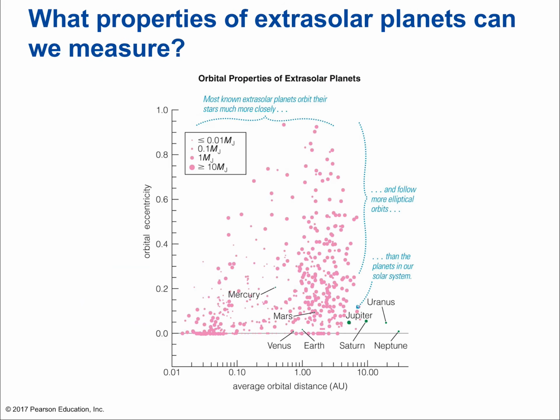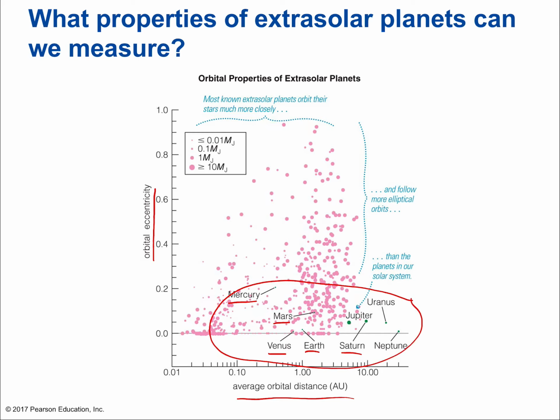All right. So here's a cool graph showing some data that's been collected about extrasolar planets, and in comparison we have well-known planets in our own solar system. So let's take a look here. On the vertical axis we have orbital eccentricity, and on the horizontal axis we have average orbital distance. So right away we can see that in our solar system all of the planets have fairly low orbital eccentricity. All right, so that means that their orbits are fairly circular.